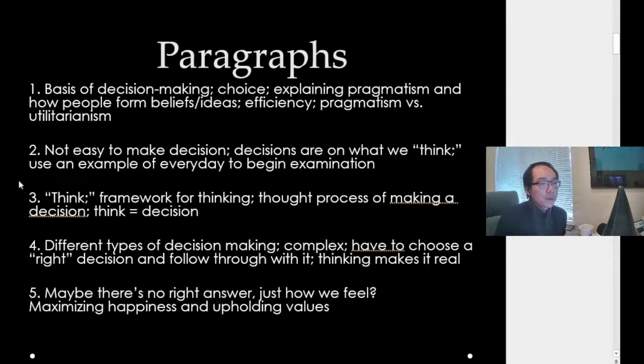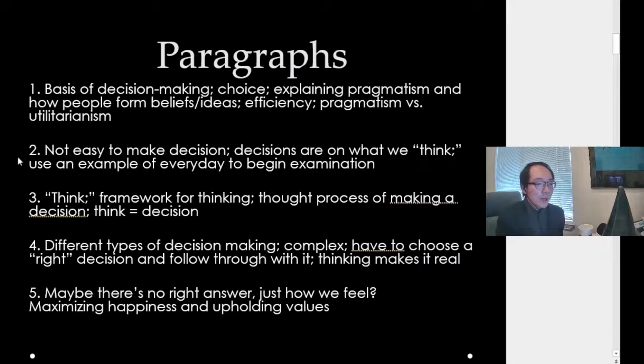Number 2, the author goes on to talk about how it's not easy to make decisions. Decisions are what we think, right? And so they use everyday examples to examine why we might make certain decisions. The thing is, we think, oh, everything's based off of logic. Not really. Actually, most humans operate off of emotions, right? And feelings and prior beliefs. So it's a little bit more complex than that for paragraph number 2.